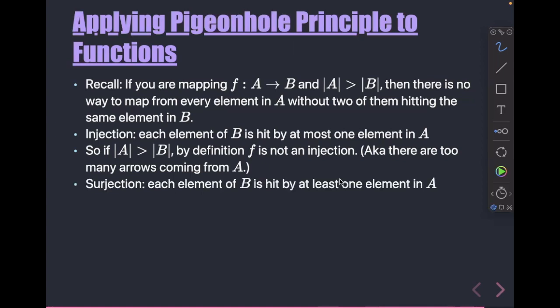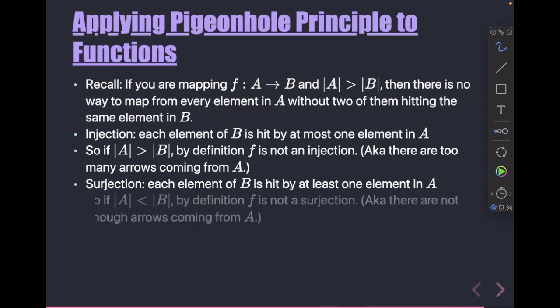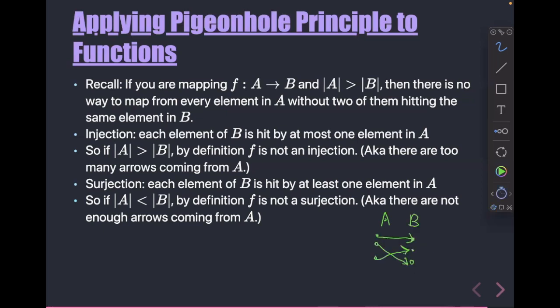Well, a surjection is saying each element of B is hit by at least one element in A. So if you have A and B, then every element of B should be hit by an element of A, however you want to do it. But if you have more elements in B than you have in A, then you're going to have at least one element in B not getting hit by an arrow. So this is the idea that if B is bigger than A, it can't be a surjection.